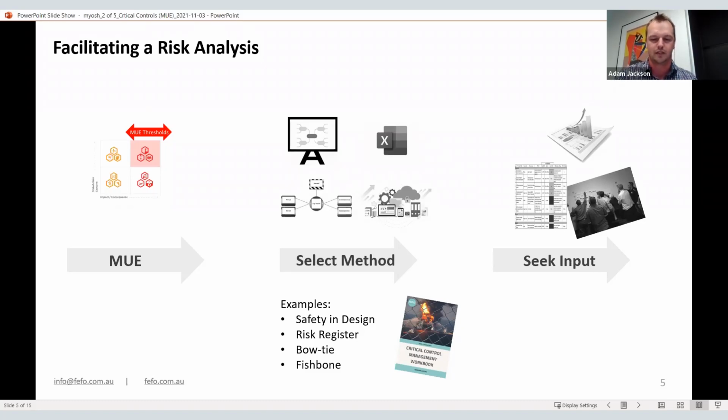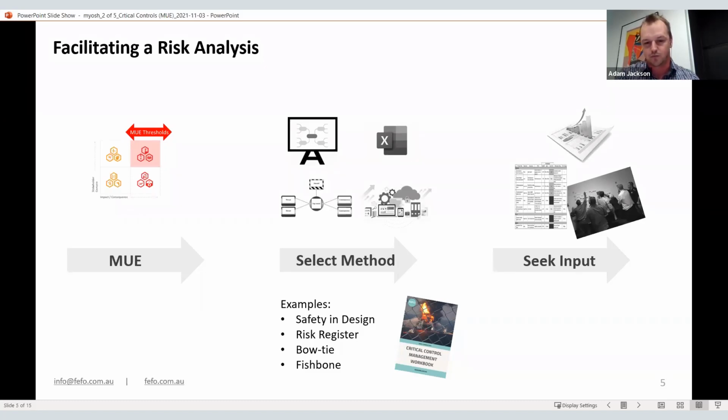Once you've done that, you really need to pick the best method of doing that risk analysis session. There's a whole range of tools in the industry that can be used for this, and different strengths and weaknesses throughout them all. Which one you're going to select is going to depend on the type of organisation you are, and also the level of control and ownership you have of the risk. So, for example, safety in design is probably not the best tool for a company that's involved in operation and maintenance, because it probably sits earlier in that piece.